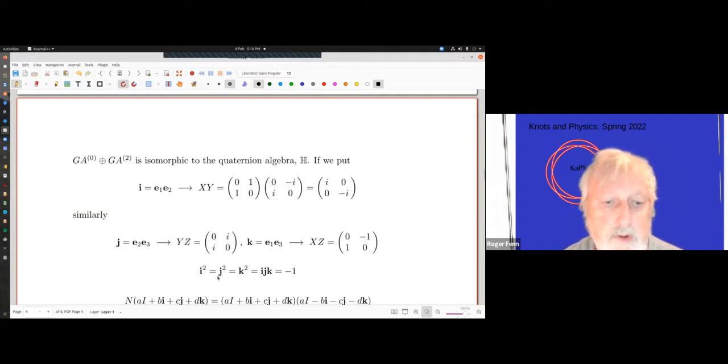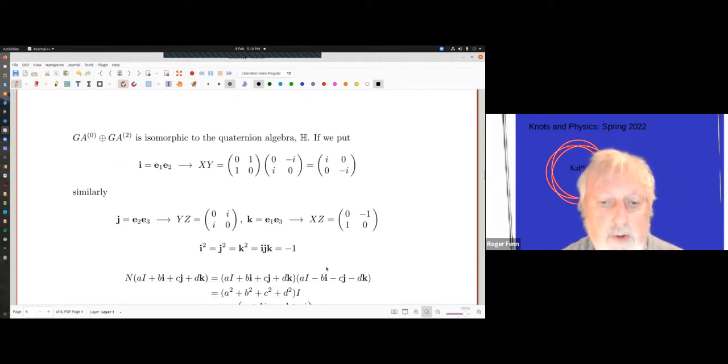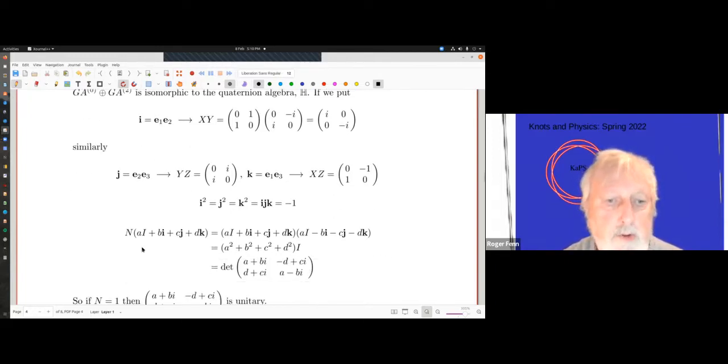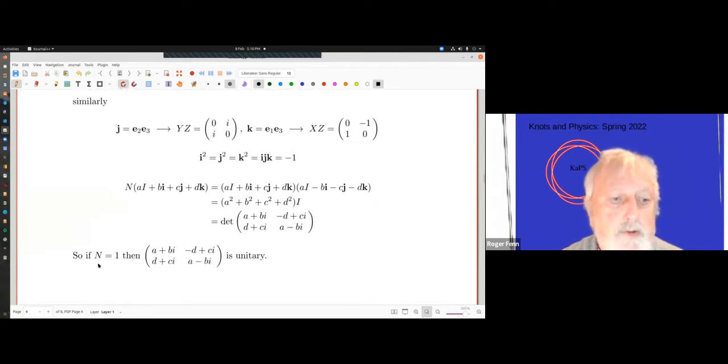And you find that these matrices satisfy this, which is what we call quaternions. And the norm, just working out, is A squared plus B squared plus C squared plus D squared times the identity, which is again the determinant of this general matrix. So if the norm n equals 1, then this matrix is unitary.